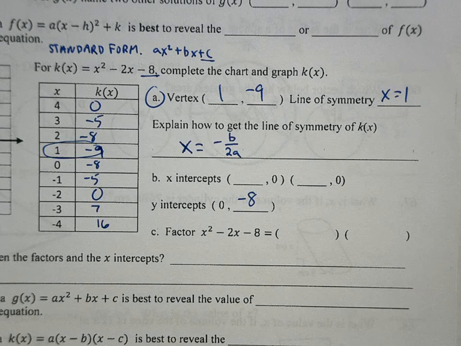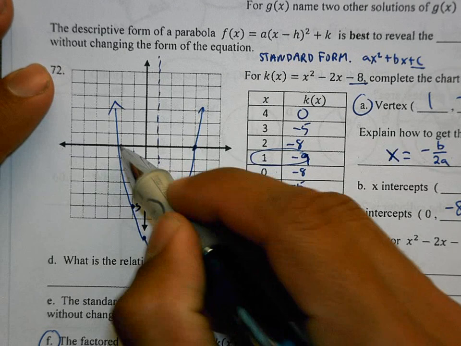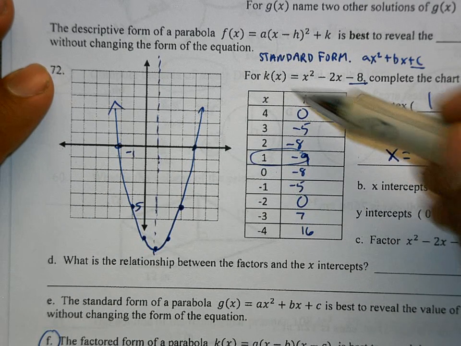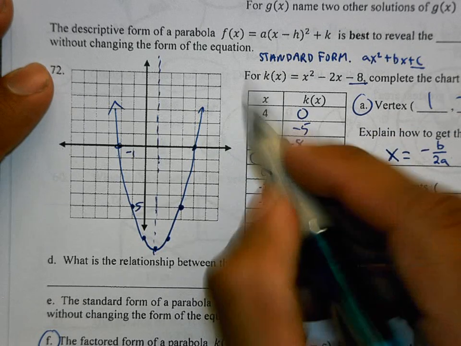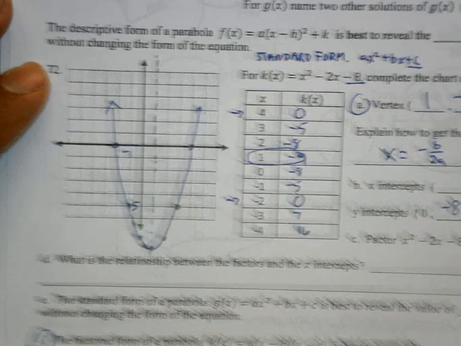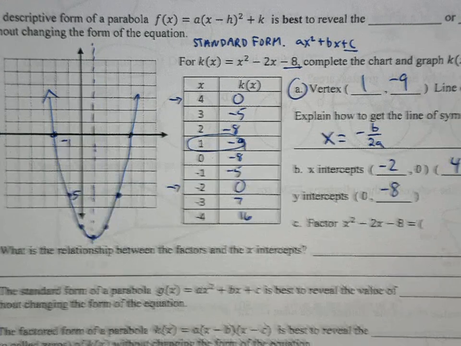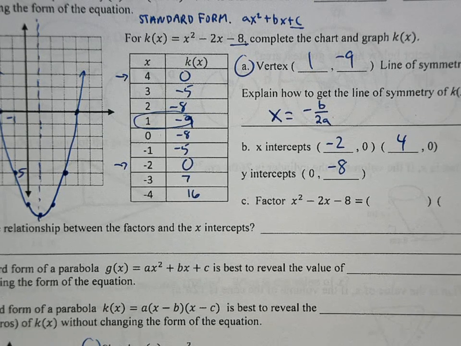The other thing that we can do here is find the x-intercepts. Where does it cross the x-axis? The y value would equal 0. I can see the 2 x-intercepts here and here. I'll put them in order. Negative 2, 0 is smaller. 4, 0 is larger. So I'll do that.